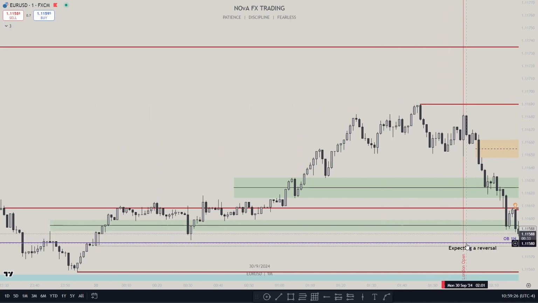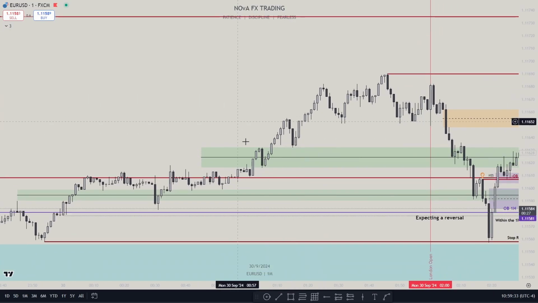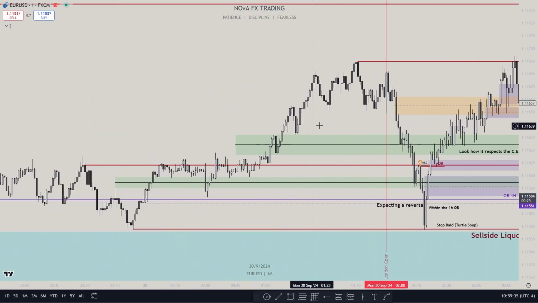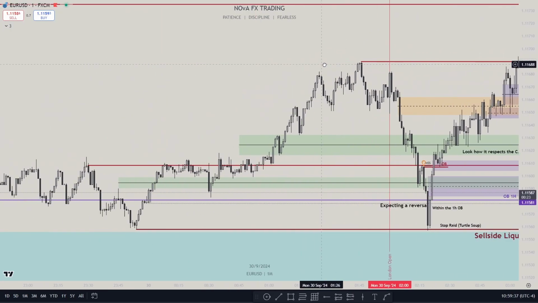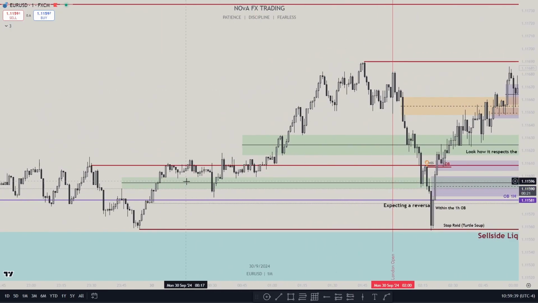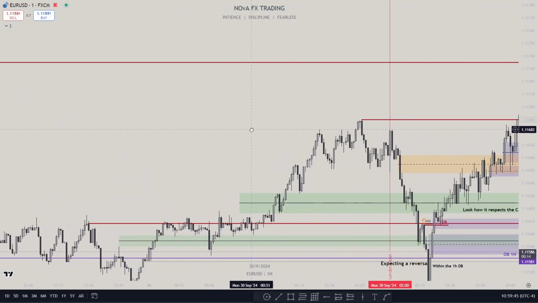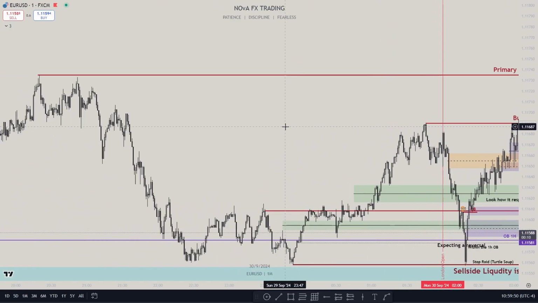We can see that the London open is at 2 a.m. So I've marked it here with a vertical line. All these green rectangles are 15 minute fair value gaps. Here also there is a 15 minute fair value gap. And this blue line is a 1 hour order block that I marked before. As we move into the London chart, we need to mark the liquidity levels.